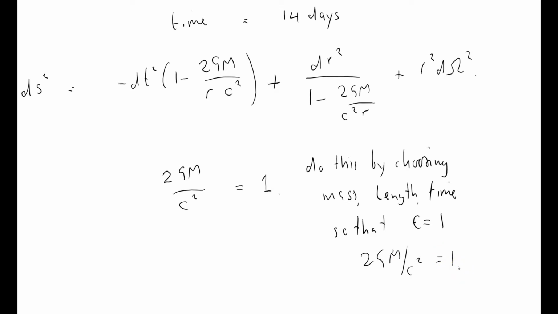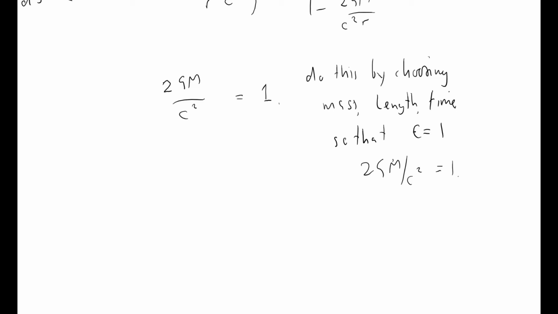Okay? So let's figure out what that actually is in the case of a real object. G equals 6.671 times 10 to the minus 11 in SI units. M equals the mass of the black hole.